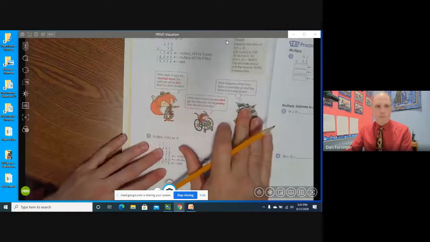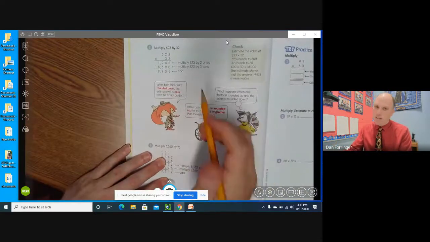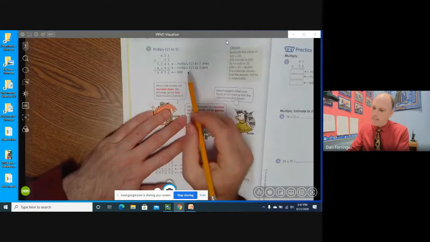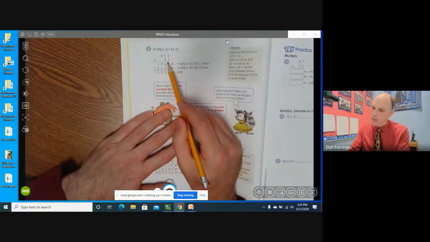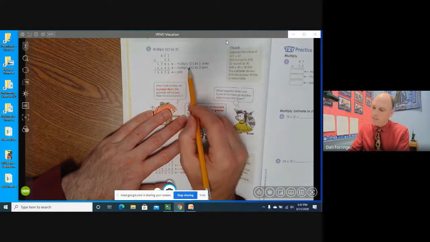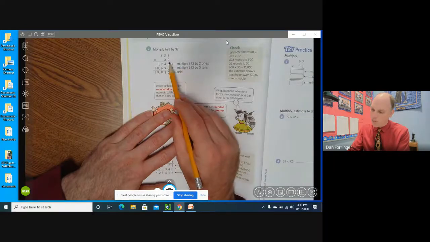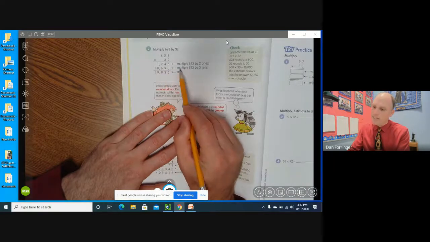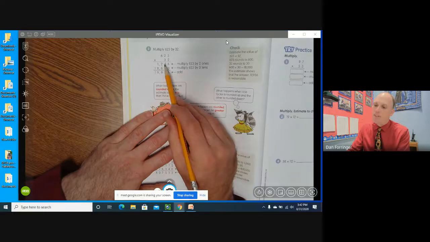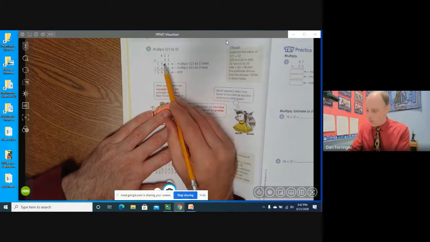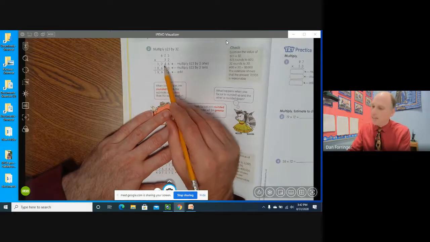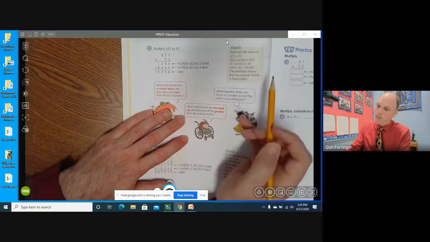All right, there are a few more examples on the next page. Make sure this is visible here. 623 times 32 is the same as 623 times 2. Get that answer. 623 times 3 tens, or 30. Get that answer, add them together, and we've got our total.